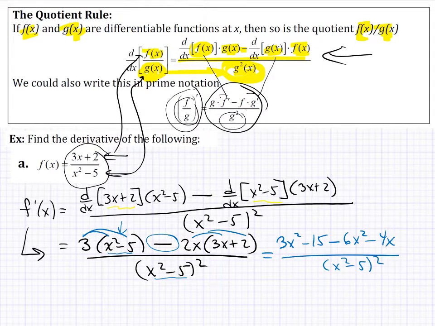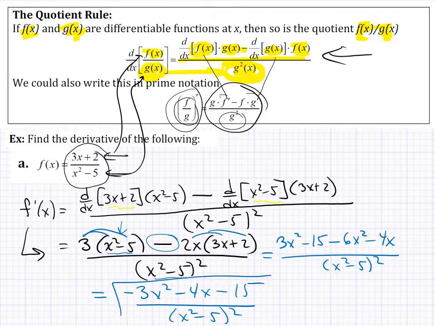Once that's distributed out, then I can bring like terms together. And I would have negative 3x squared minus 4x minus 15 all over x squared minus 5 squared. And so there's your derivative in the simplest form for f, applying the quotient rule.